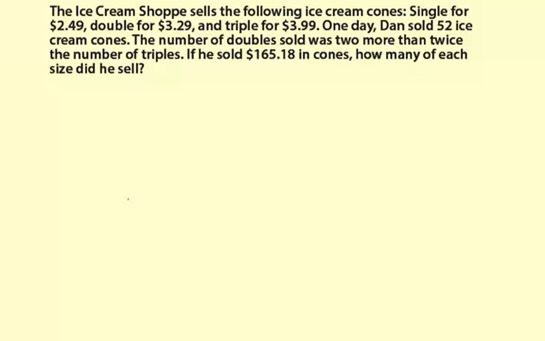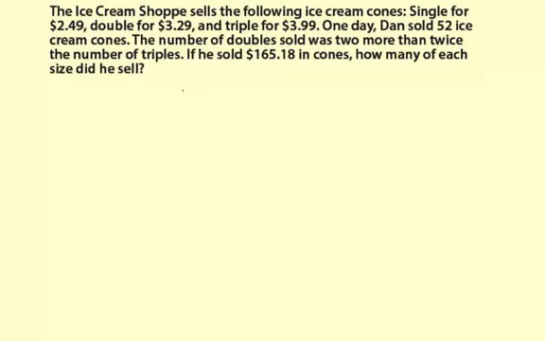The ice cream shop sells the following ice cream cones: single for $2.49, double for $3.29, triple for $3.99. One day, Dan sold 52 ice cream cones. The number of doubles he sold was two more than twice the number of triples. If he sold $165.18 in cones, how many of each size did he sell?